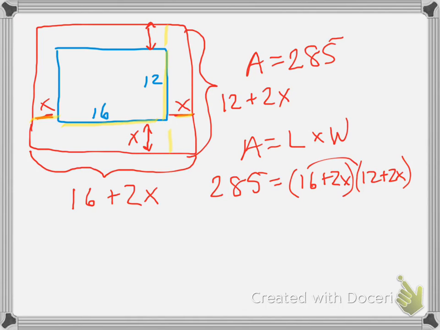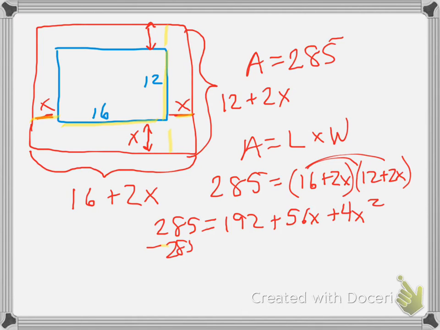Then I can use FOIL and do all that, and you could do that on your own, but I'll get 285 equals 192 plus 56x plus 4x squared. Because this is a quadratic, I know it's a quadratic because it has that exponent of 2, I want to set it equal to 0. So I want to take this 285 and move it to the other side.